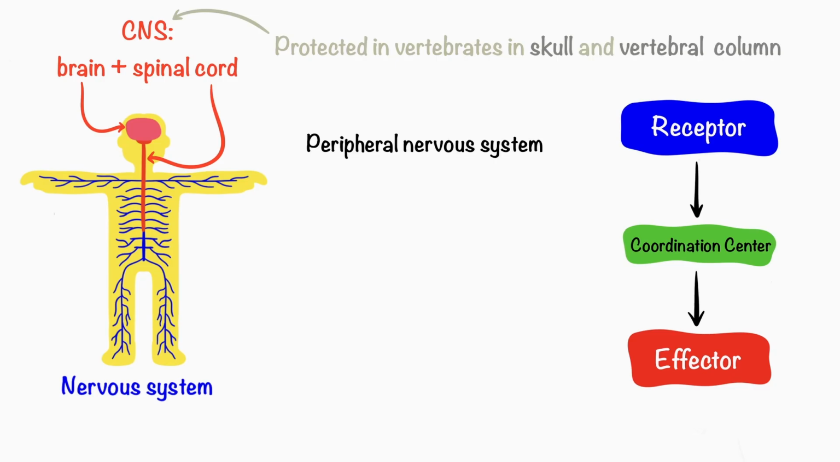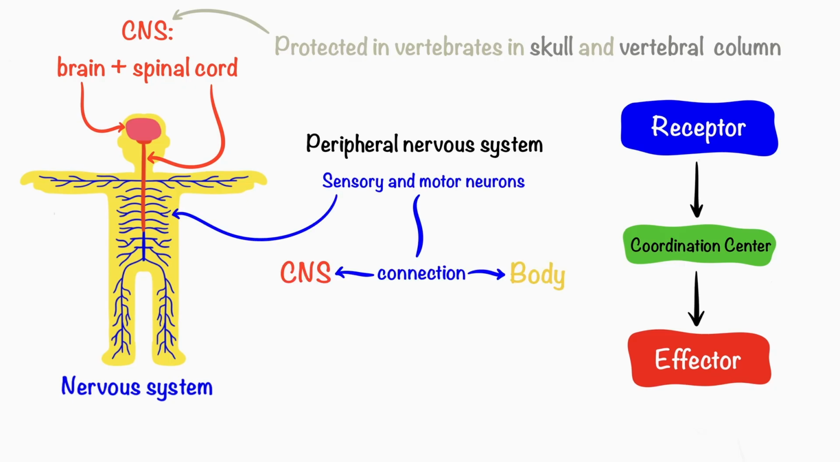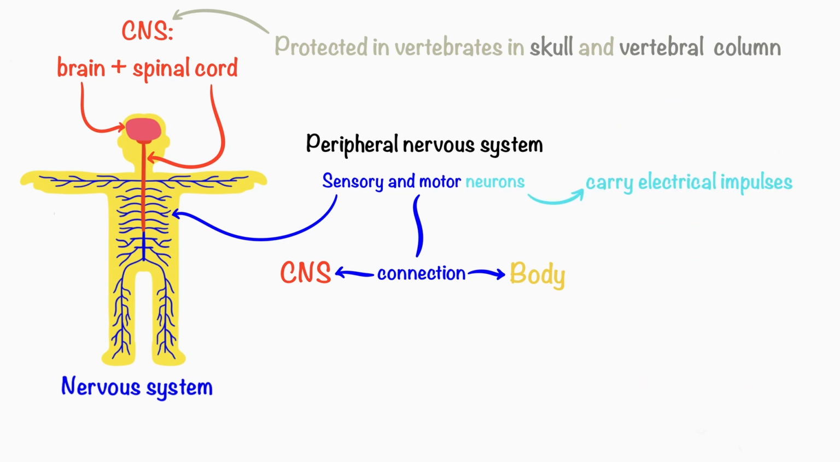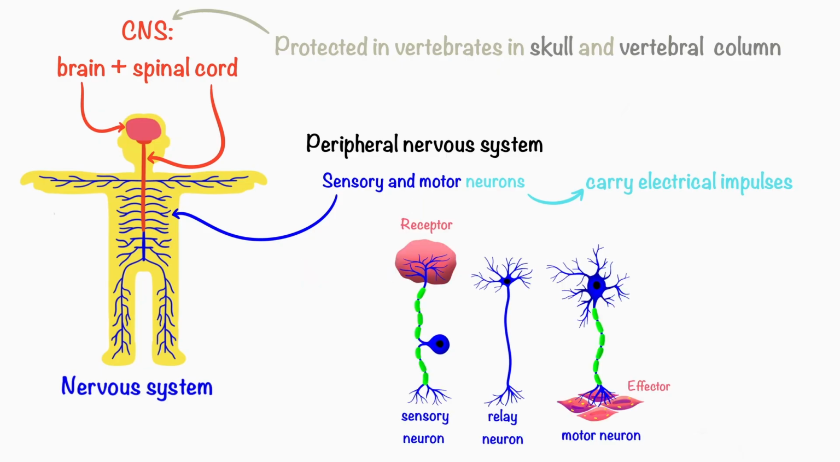The second part is the peripheral nervous system. This consists of sensory neurons and motor neurons that connect the CNS to the rest of the body. Neurons are specialized cells that carry electrical impulses. There are different types of neurons with different functions.